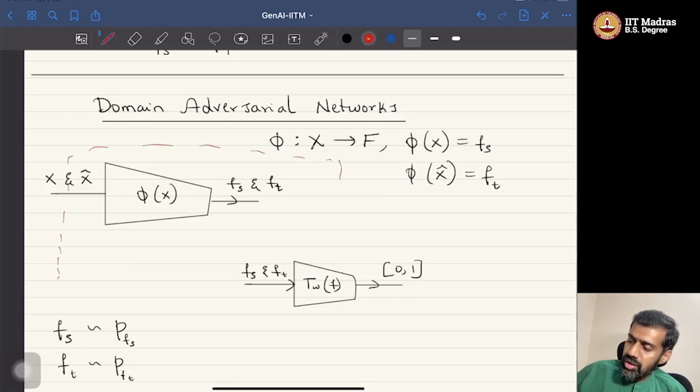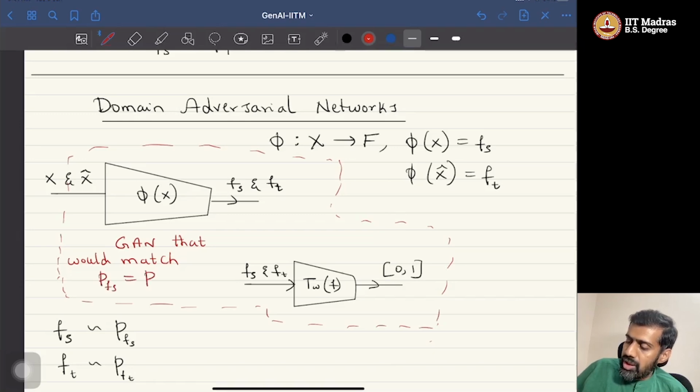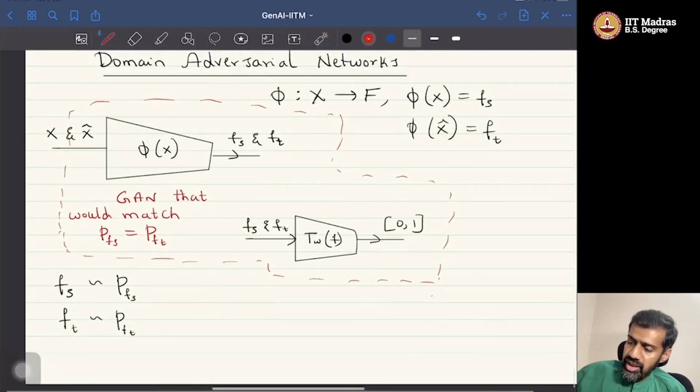Now if you think about it, this entire structure that we have here is a GAN. So we train this adversarially, and that would match PFS with PFT. If you recall, a naive GAN is trying to make the distribution P theta the same as that of Px. Here we have two distributions, PFS and PFT, and this entire setup can be trained adversarially to ensure that the distributions of PFS and PFT are the same. How do we do that? Let us write that down.